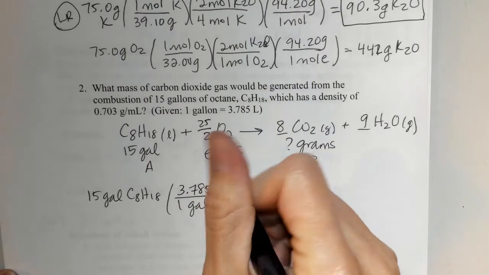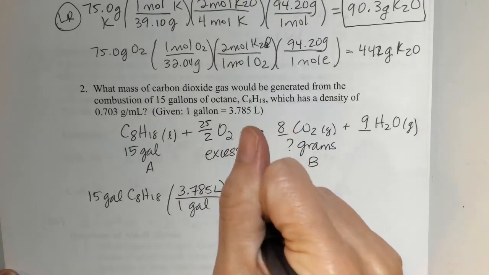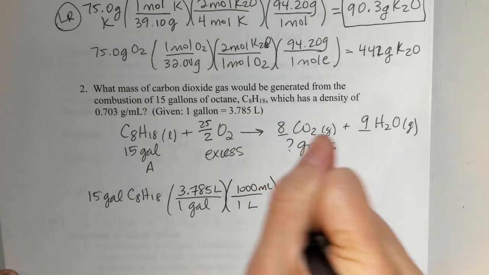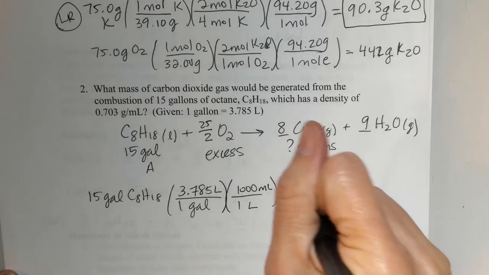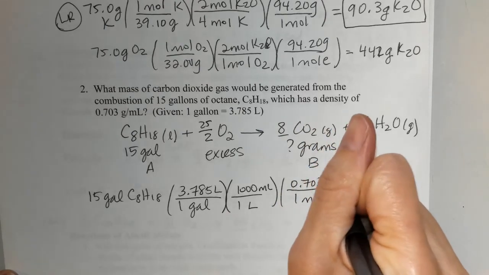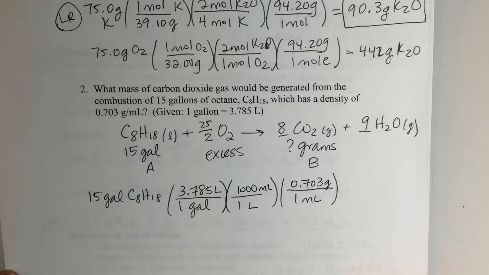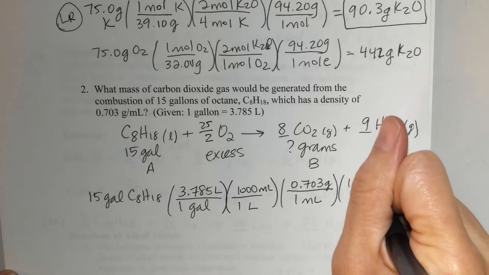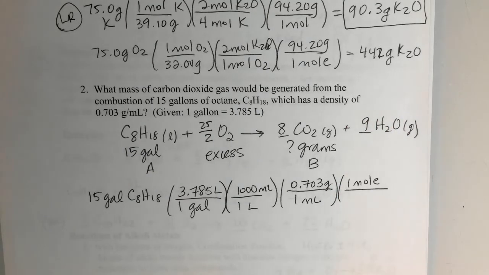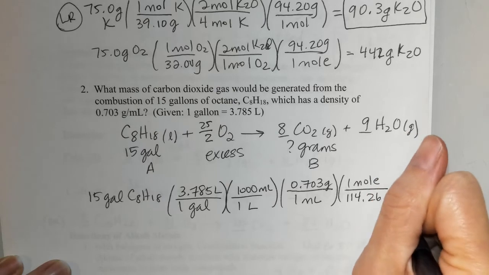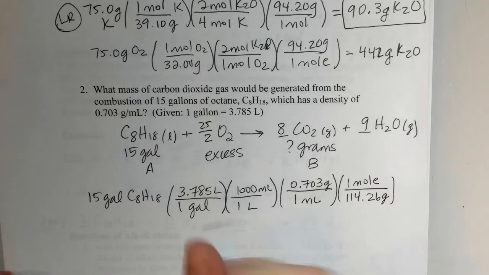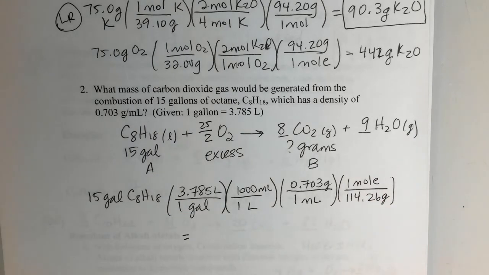Then 1 liter is 1,000 milliliters. The reason I'm going there is because I'm going to use the density of the octane to get to grams, so 0.703 grams per milliliter. Now that I have mass, I can use molar mass. So 8 carbons at 12.01 apiece and 18 hydrogens at 1.01 apiece. I get a molar mass of 114.26.